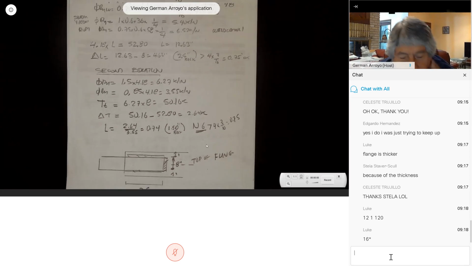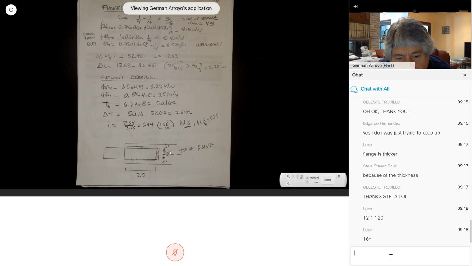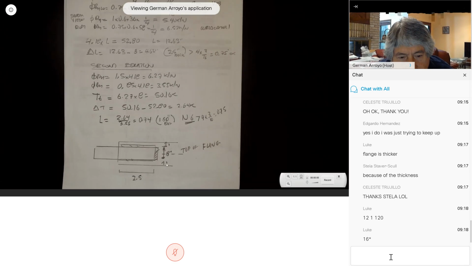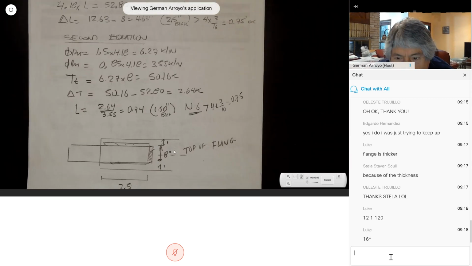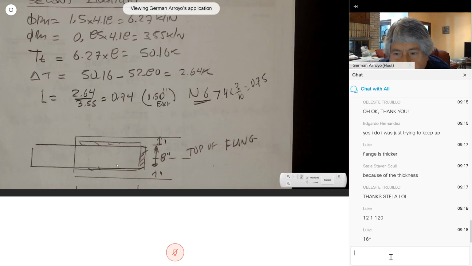So what I did in here, I kept the old solution. A 2.5, 1 and 1. Where does this 1 and 1 come from? Look, how do I know that it's 1 and 1?